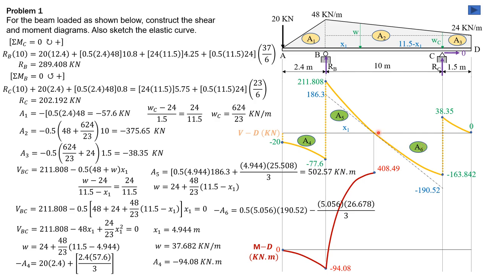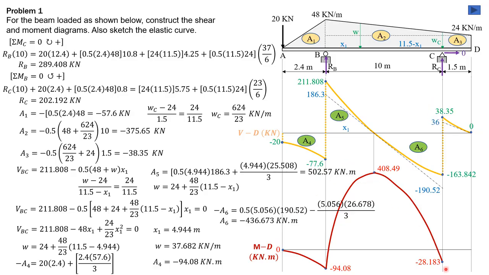Then plus area 6, we have 0 to negative 163, so negative increasing ordinate. So negative increasing slope here in the moment diagram. It looks like that. So area 6 is negative. Negative area 6 is the area of the triangle minus the area of the spandrel. So triangle 0.5 of 5.056 times 190.52. Then minus the spandrel 1/3 of 5.056 times this height, which is 190.52 minus 160.842, or 26.678. So area sub 6 is equal to negative 46.673 kilonewton meter.